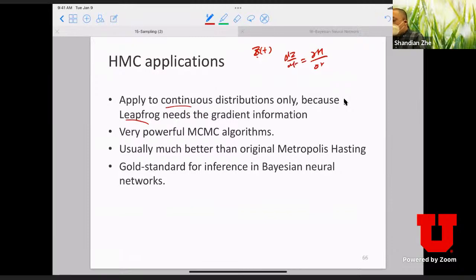But other than that, in general, HMC is a very powerful Markov chain Monte Carlo sampling method, and usually is much better than the ordinary Metropolis testing. And for Bayesian neural networks, especially with a fully connected architecture, HMC is usually viewed as the golden standard for Bayesian inference or posterior inference. Actually, I got some project experience before using this.